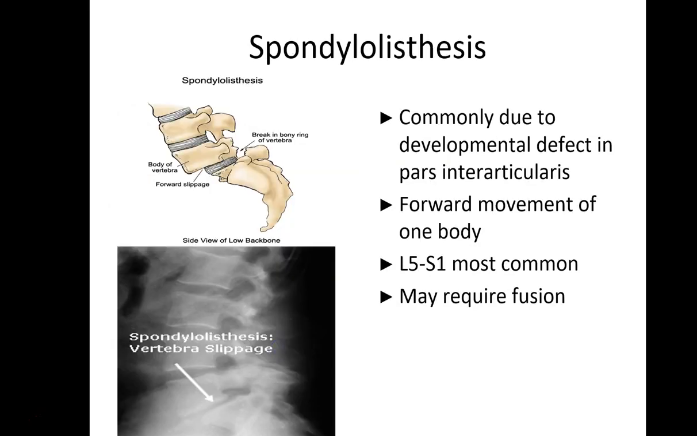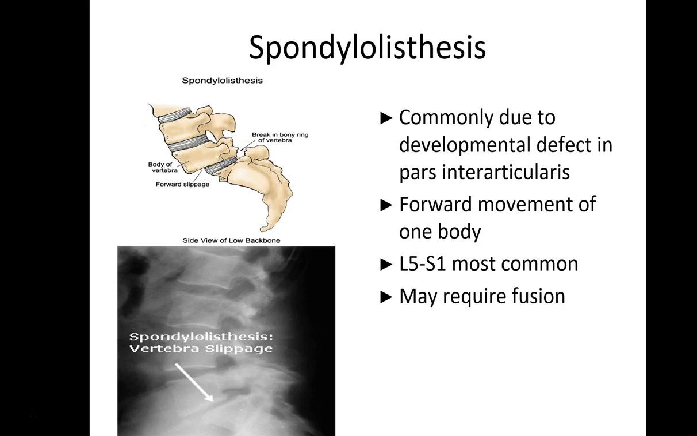Okay, spondylolisthesis. Spondylolisthesis is commonly due to a defect in the pars interarticularis, which remember is part of the lamina in the lumbar vertebrae, and it's the neck of the Scotty dog. And you can see an example here where there's kind of a defect or a break in that pars interarticularis.